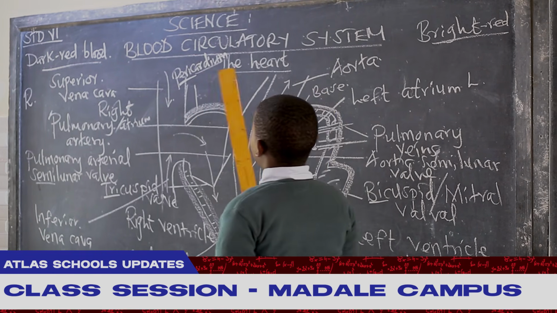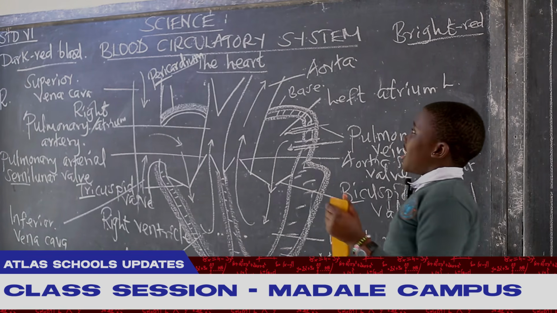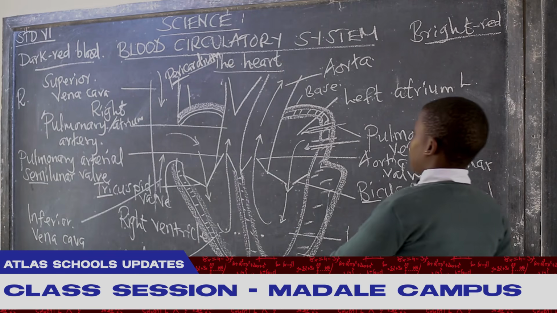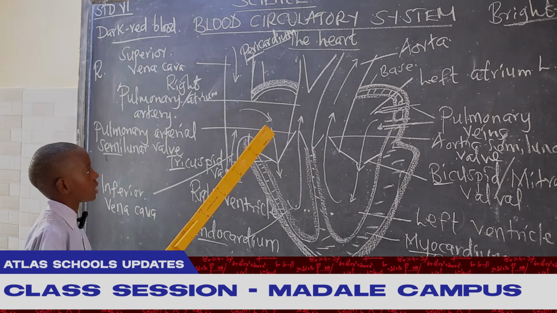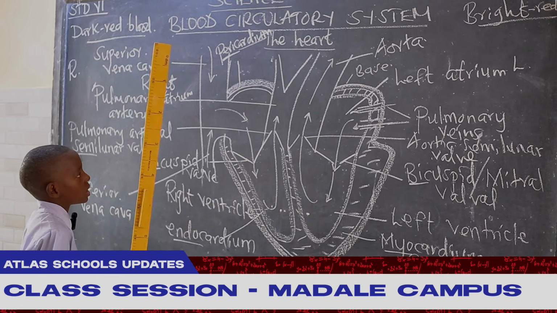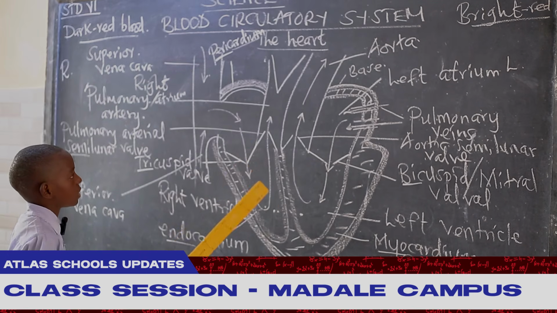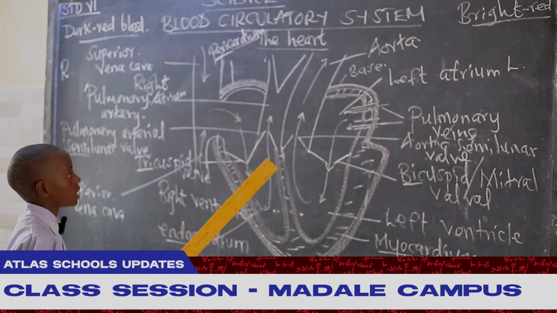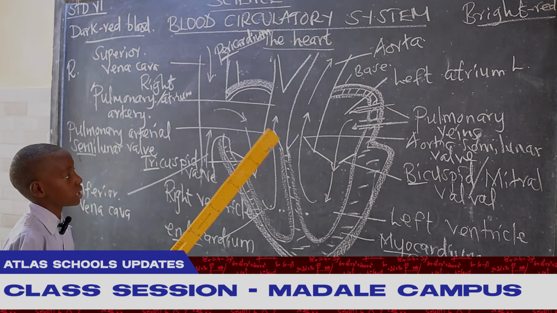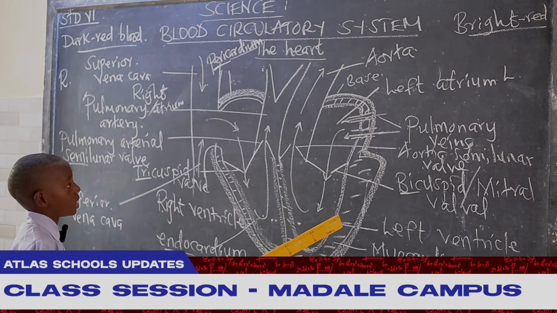Today we are going to learn about the blood circulatory system. We are going to learn about the heart. What is the heart? The heart is a muscular organ used to pump blood to all parts of the body. As we took, the heart has 4 chambers. There are upper chambers and lower chambers. The upper chambers are called atrium, and the lower chambers are called ventricle. The left ventricle is thicker than the right ventricle because it pumps blood by high pressure to other parts of the body.